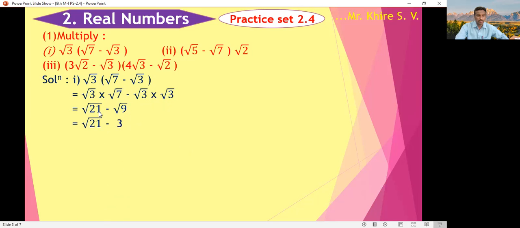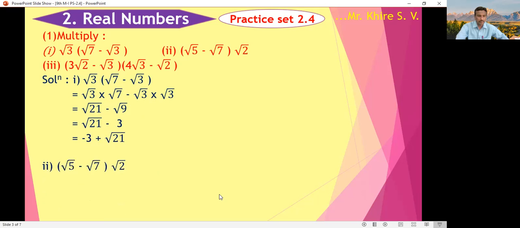Therefore root 21 is not a perfect square. 9 is a perfect square, and the square root of 9 is 3. Therefore root 21 minus 3. So we can write it as minus 3 plus root 21. Therefore minus 3 plus root 21 is the answer for the first example.